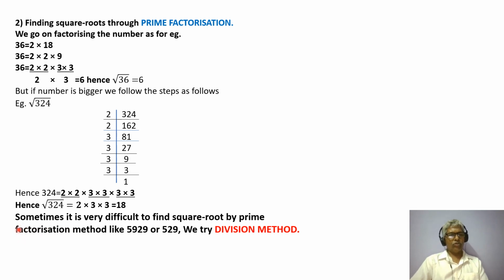I have given a comment here that it is very difficult to find the square root by the prime factorization method for numbers like 5,929 or 529. So we try a division method. This is also called the long division method, or successive division. We will see that.